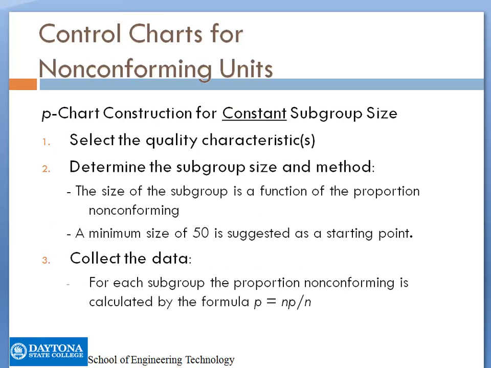So how do we build one? Let's start understanding how we build one for a constant subgroup size. This follows the same methodology that we described when we went over the control charts for variables. You first have to select the quality characteristic. This could be a single quality characteristic, a group of quality characteristics, a part, an entire product, or a number of products.